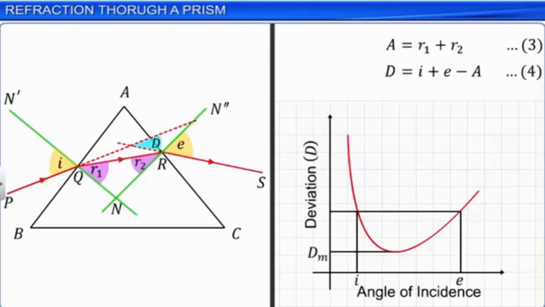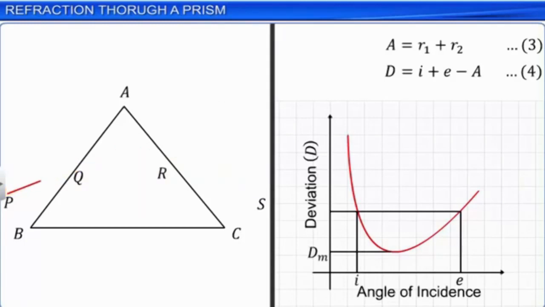Interchanging I and E does not make any difference to the value of deviation D. If PQ is the incident ray, then RS is the emergent ray, and if light enters the prism along SR, it emerges from the prism along QP. If the incident light strikes the prism at an angle that makes the deviation minimum, then the prism is said to be at its minimum deviation position.